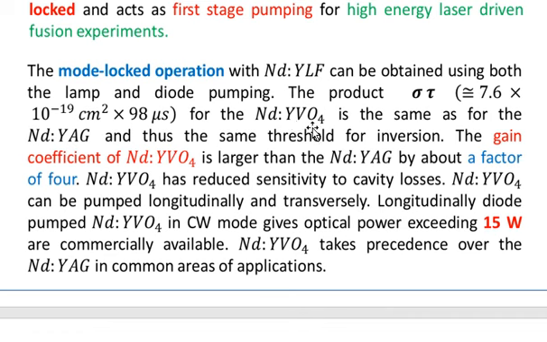That is, Nd-YVO4 has the same threshold inversion value as that of the Nd-YVO. The gain coefficient of Nd-YVO4 is larger than the Nd-YVO by about a factor of 4. The Nd-YVO4 has reduced sensitivity to cavity losses.